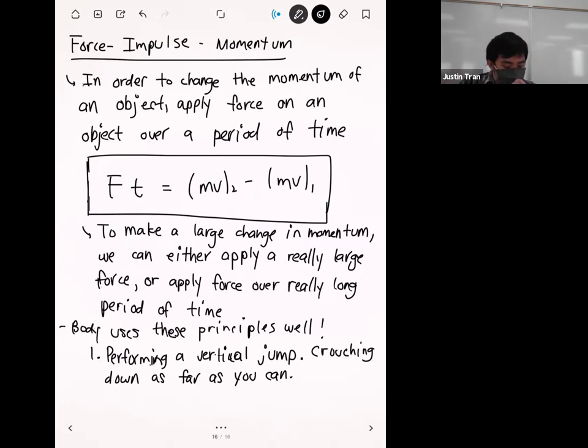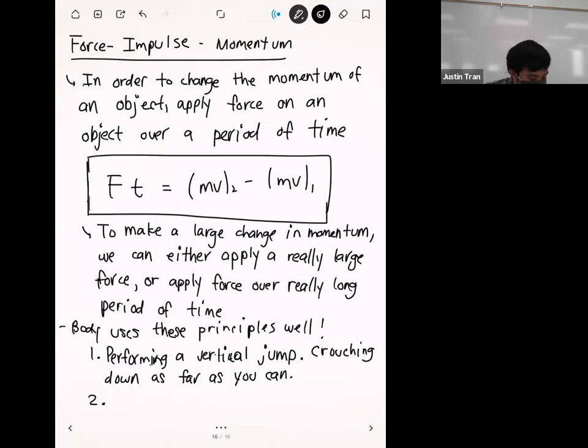Okay. And so because you're applying a force over a longer period of time when you crouch all the way down, this helps you achieve a much higher vertical momentum, and helps you get much higher than before. And so that's one way that your body naturally utilizes this force momentum idea.